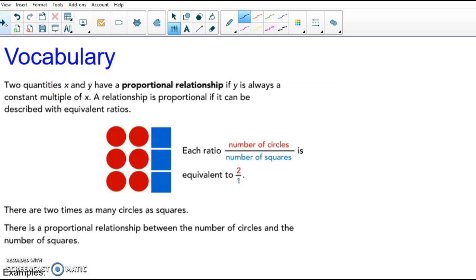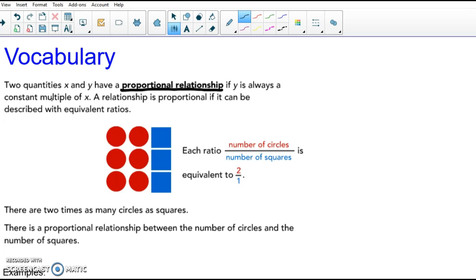So some vocabulary we need to know is we need to first understand what a proportional relationship is. So it's a proportional relationship if, out of our two quantities, y is always a constant multiple of x. So a relationship is proportional if it can be described with equivalent ratios.